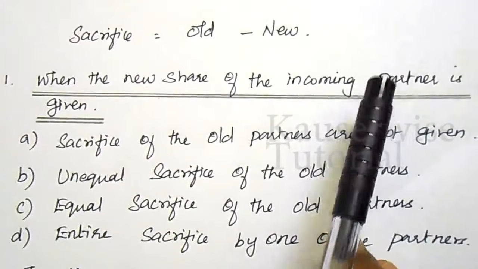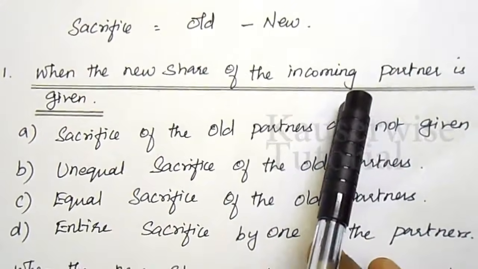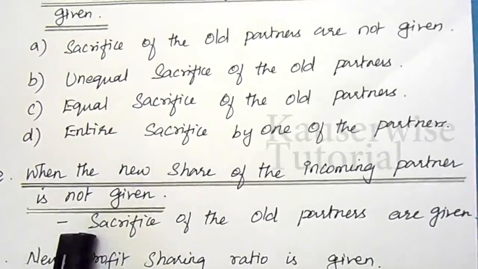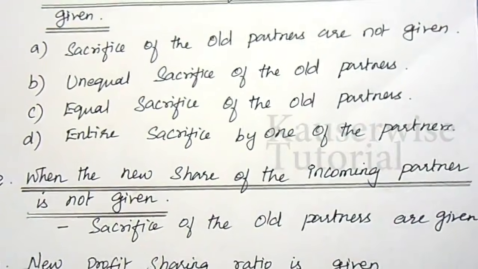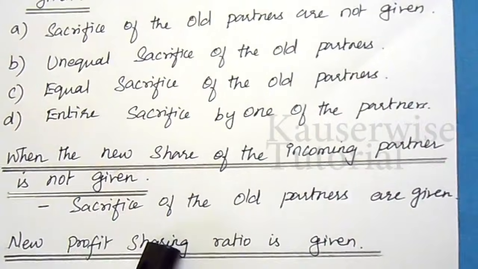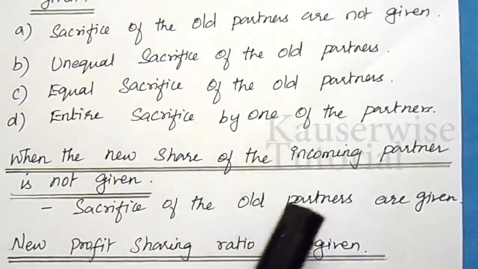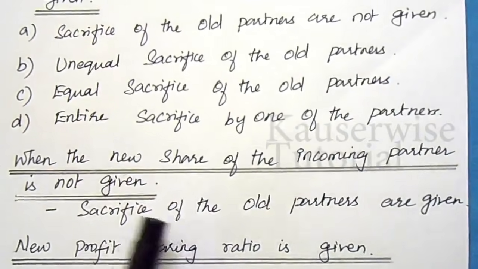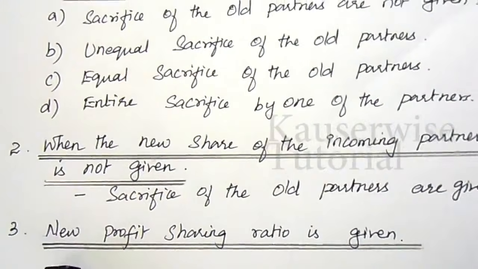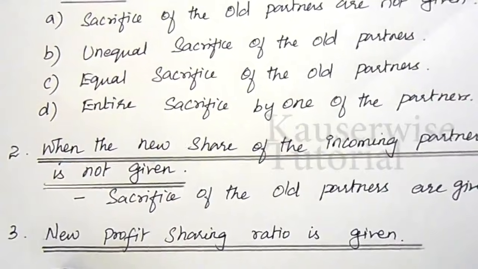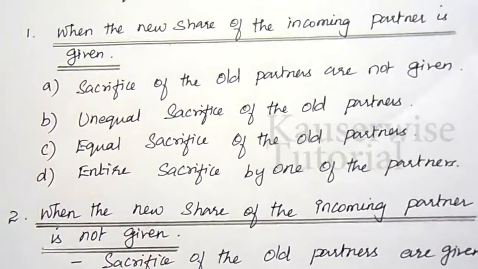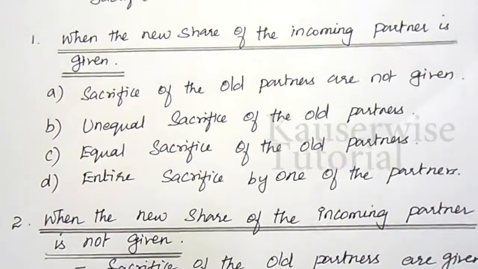So in such case you have to find out the new profit sharing ratio and sacrificing ratio. The second scenario is when the new share of the incoming partner is not given. In this case, the sacrifice of the old partners is given, but the new partner's share is not. That is, the incoming partner's share will not be given in the problem. This is the second scenario. And the third one is when the new profit sharing ratio is given. So these are the three different scenarios. In these cases, how are we going to calculate the new profit sharing ratio and sacrificing ratio?